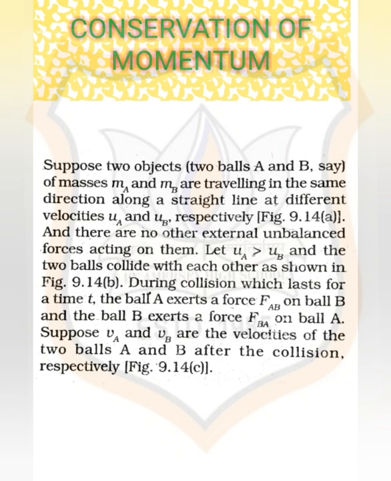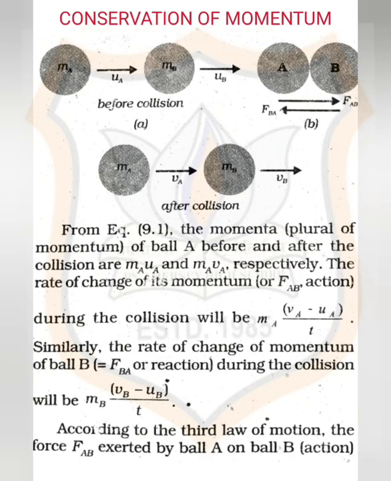During the collision, which lasts for a time t, ball A exerts a force, that is force FAB, on ball B, and ball B exerts a force FBA on ball A. Suppose VA and VB are the final velocities of the two balls A and B after the collision respectively.